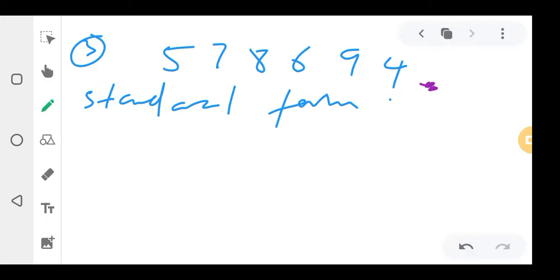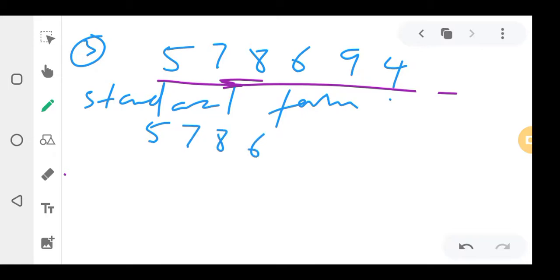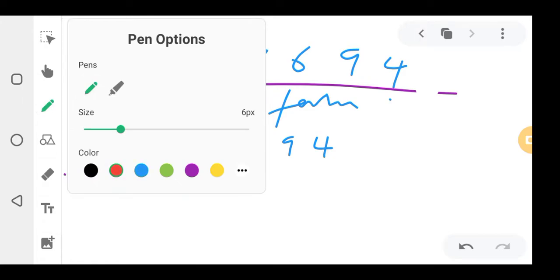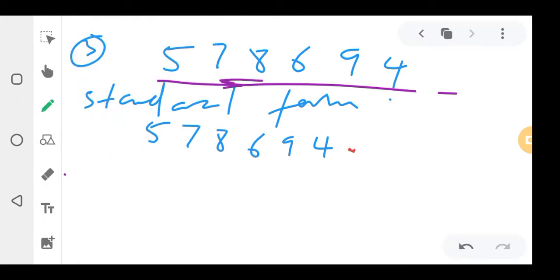So the number that you are writing is this one. Since there is no point in it, you are writing this whole number in standard form. So what do you do? If there's no point, you assume that the point is in front. So I'll bring that number down here so that I write it: 578694. I'll assume the point is in front. That's what we said.